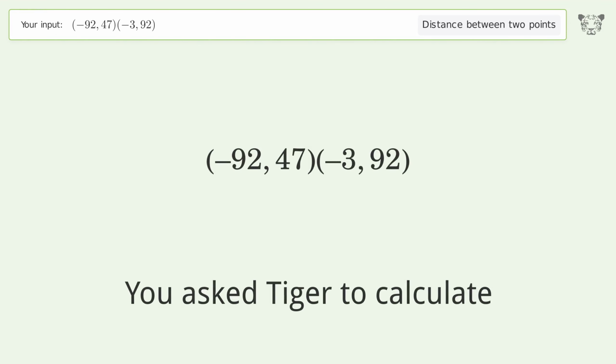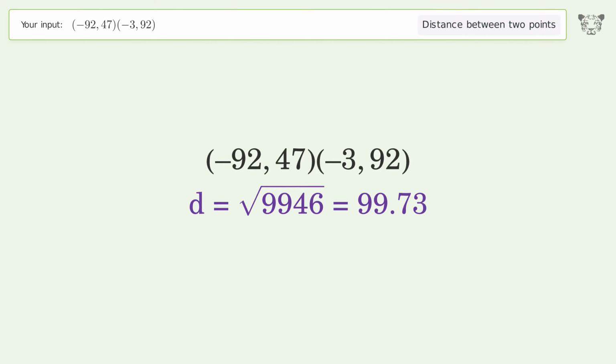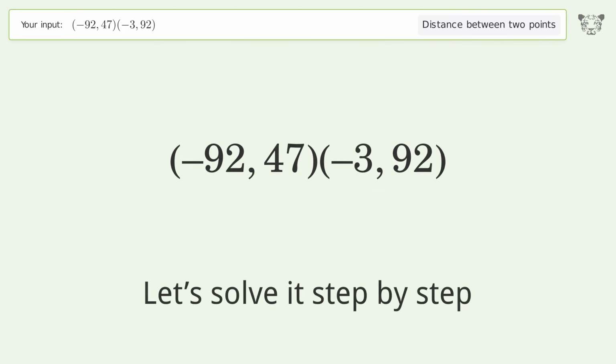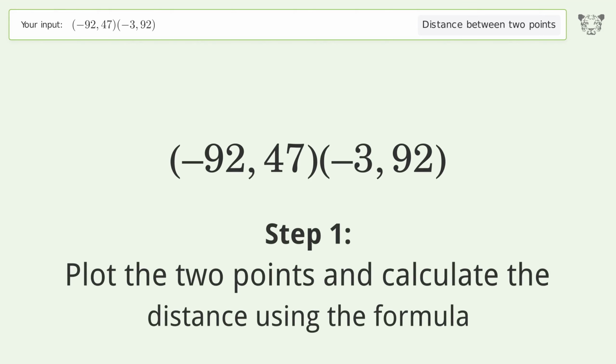You ask Tiger to calculate. This deals with the distance between 2 points. The distance between the 2 points is the square root of 9,946, or 99.73. Let's solve it step by step. Plot the 2 points and calculate the distance using the formula.